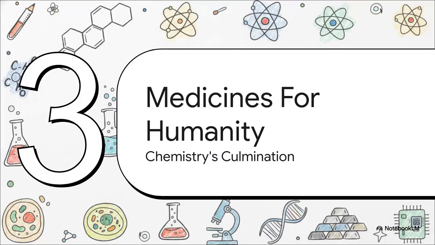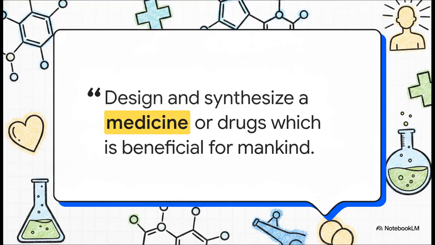And finally, Section 5, Designing Medicines for Humanity, Chemistry's Culmination. So let's bring our focus all the way back down from the stars to something deeply personal here on Earth. There is a beautiful, clear mandate for this final branch. The chemist tries to design and synthesize a medicine or drugs which is beneficial for mankind. Medicinal chemistry represents the ultimate practical culmination of all the knowledge we've discussed today. It's focused entirely on directly helping people and improving human health.